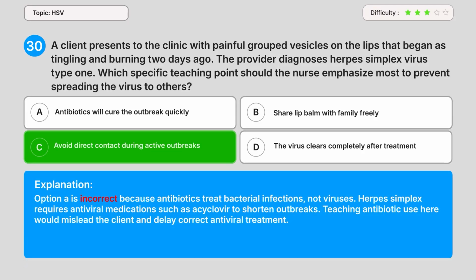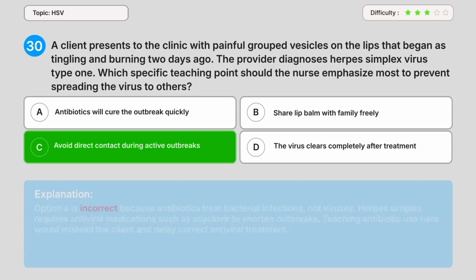Option A is incorrect because antibiotics treat bacterial infections, not viruses. Herpes simplex requires antiviral medications such as acyclovir to shorten outbreaks. Teaching antibiotic use here would mislead the client and delay correct antiviral treatment.